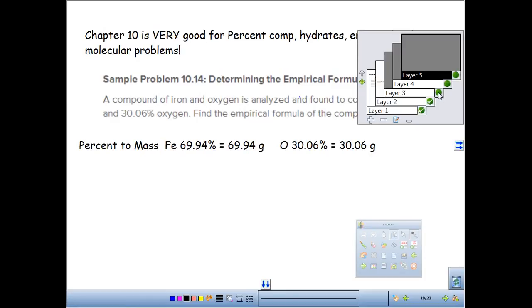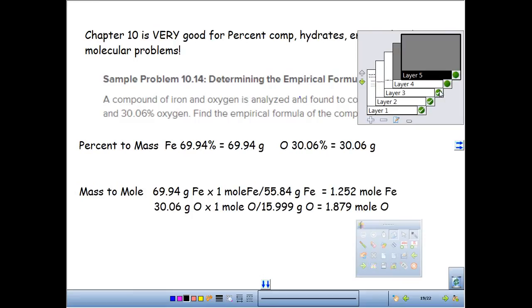The next part of the poem says mass to mole. And that means, essentially, I'm going to take now what I have. I went from percent to mass. I go from mass to mole. So if this is 69.94 grams of iron through factor labeling, I find the moles of iron based on the atomic mass of iron on the periodic table. Here's oxygen, grams of oxygen. I go to convert to moles of oxygen. So this would tell me for this substance, based on the percentages that they gave me, the mole ratio that I have of moles of iron to moles of oxygen in this substance.